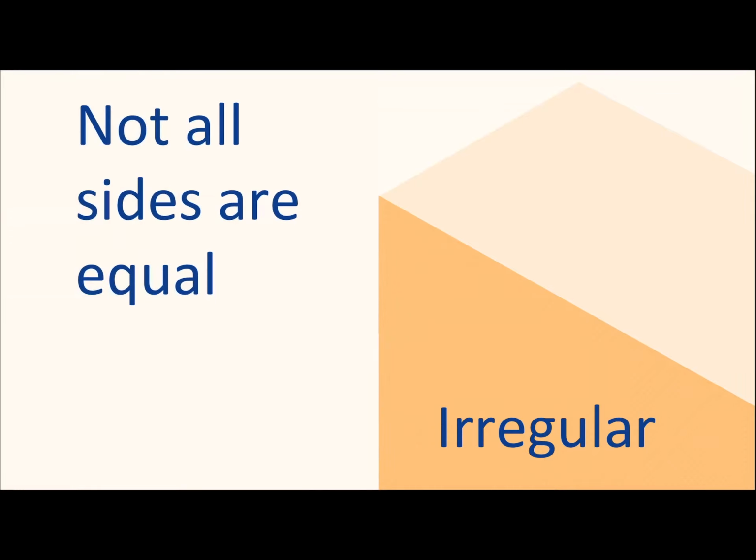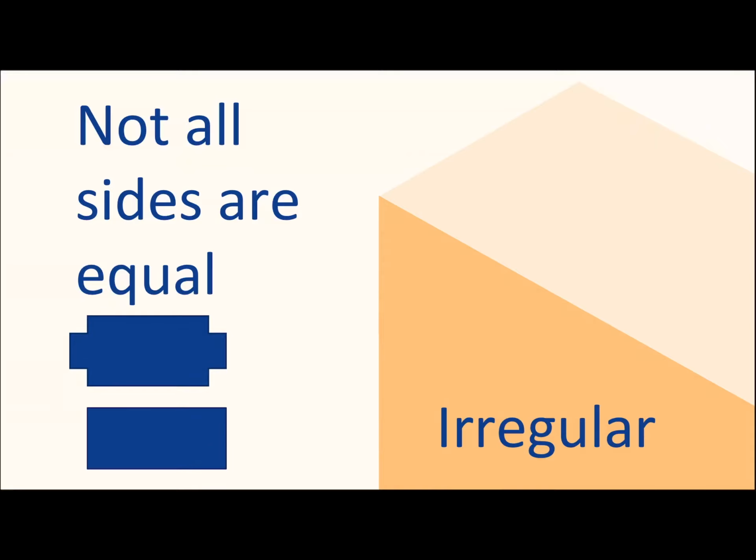We then have irregular. So if we know that regular shapes have equal sides, irregular shapes, not all of the sides are equal. So the obvious example is this rectangle here. These 2 sides are equal, these two sides equal each other, but not all of the sides are the same size. This shape here, it is a, what do we got? 1, 2, 3, 4, 5, 6, 7, 8, 9. It's got lots of sides, but it's irregular because as you can see, it's got some long sides, it's got some short sides. They're not all the same size, so it is an irregular shape.